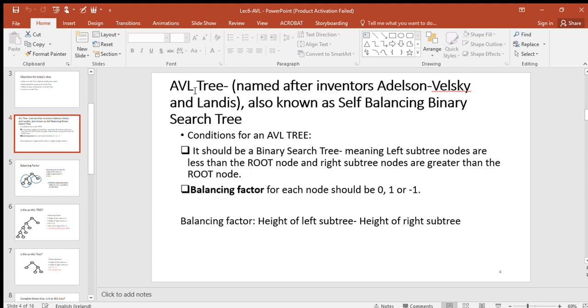One, that it has to be a binary search tree, meaning the left subtree nodes are less than the root and the right subtree nodes are greater than the root. And the second condition is that the balancing factor should be in the range of 0, 1 and -1. And what do we mean by balancing factor? It is the height of left subtree minus height of right subtree. So let's have a look.